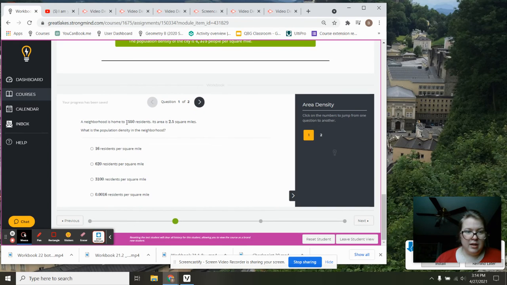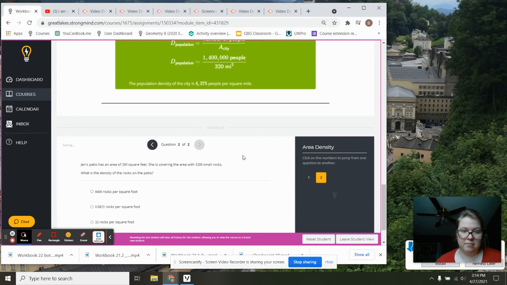So neighborhood is home to this many residents and is that many square miles. So I'm going to take the residents, so 1550, and divide it by 2.5. And I get 620 residents per square mile.